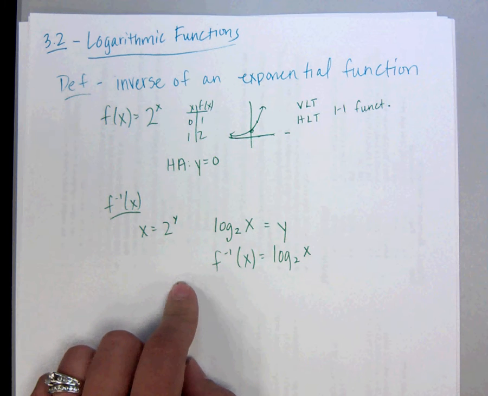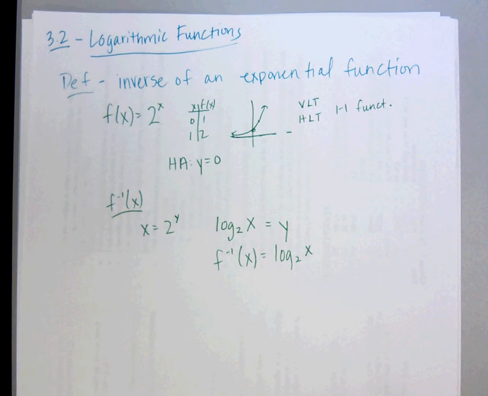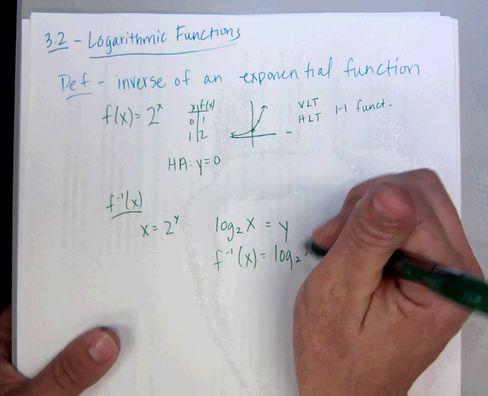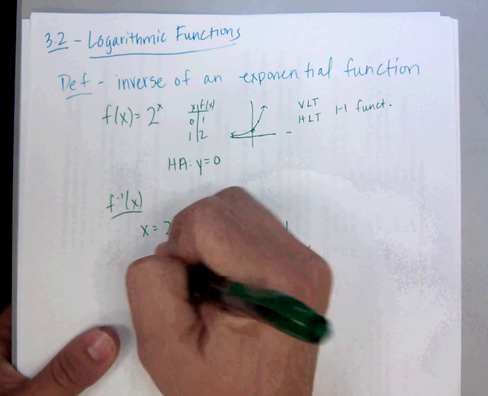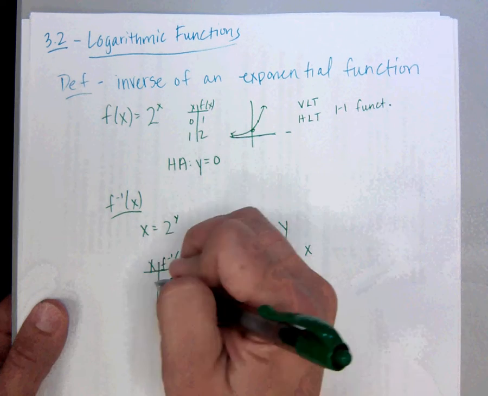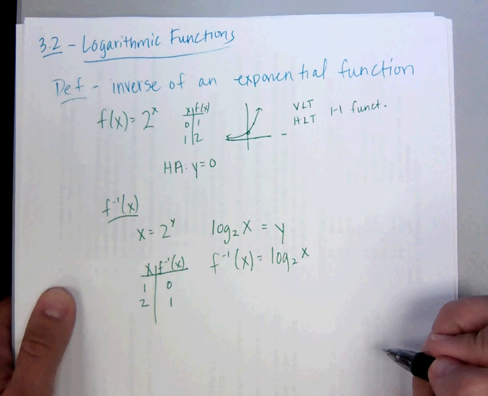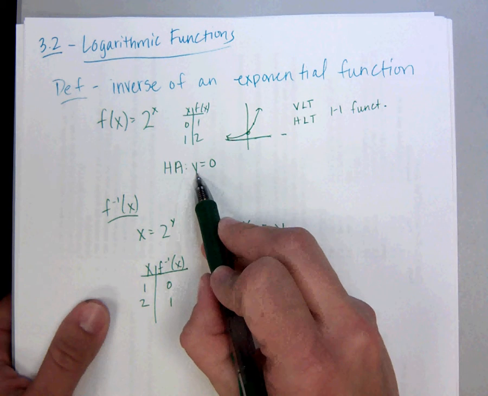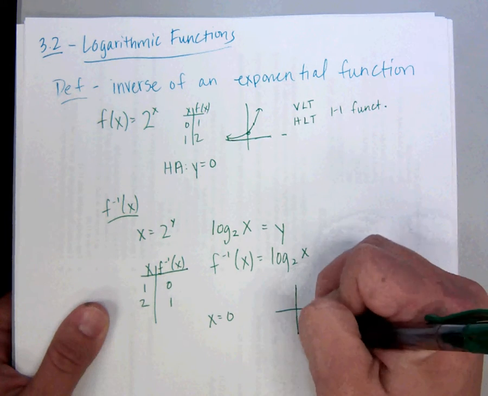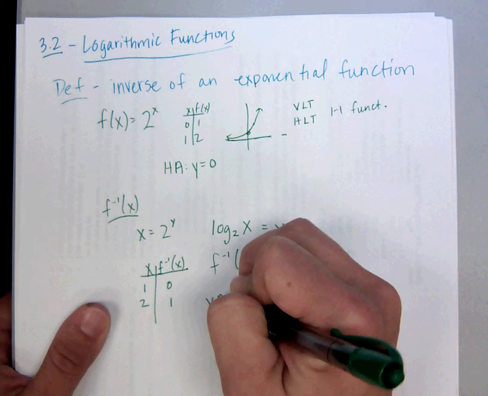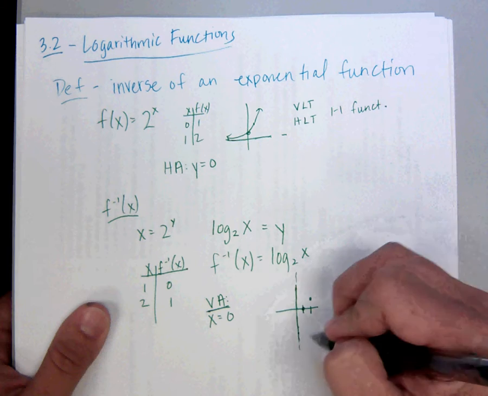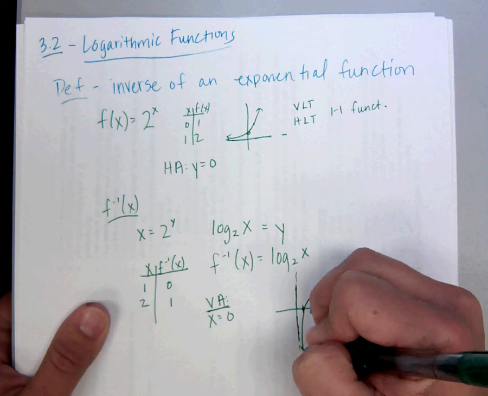So what that means if we think about the graph is that these ordered pairs up here are going to trade places. So when we graph this inverse, the 0 and the 1 move over here, and the 1 and the 2 move over here. And instead of a horizontal asymptote, if y changes to x, so this is now x equals 0, that would be a vertical line, so that would be your vertical asymptote. And then you'd have the points (1, 0) and (2, 1), and your graph would look like this.